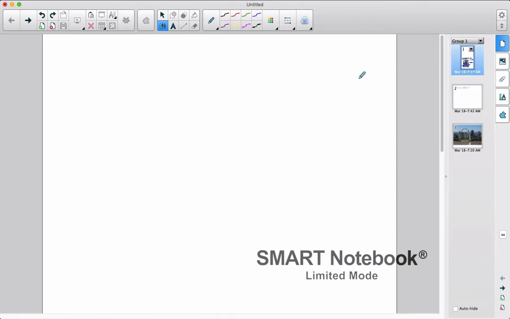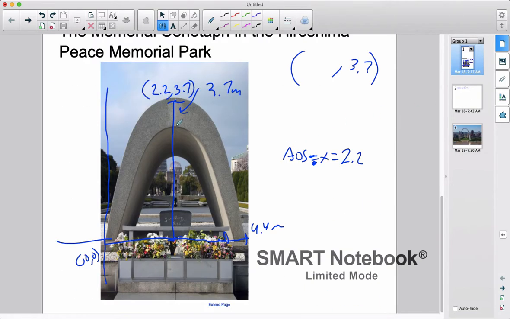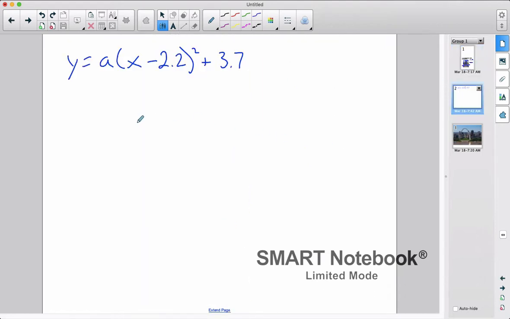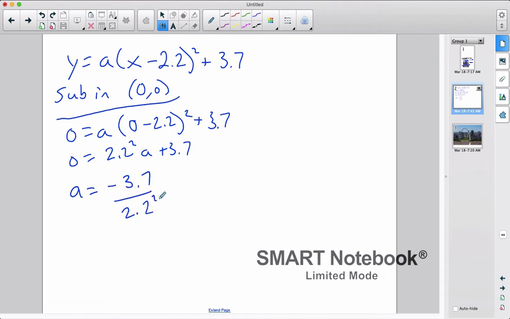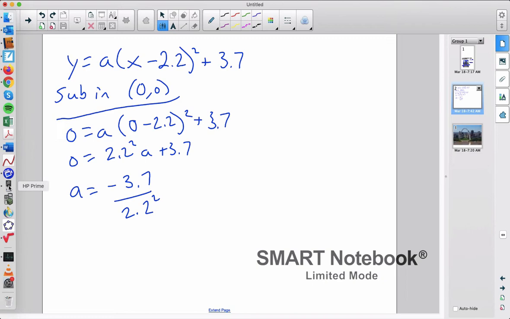To do that, we can just substitute in a point. So we also have the point 0, 0, and we have the point 4.4 comma 0. I guess 0, 0 is the easy one to substitute in. So 0 equals a times (0 minus 2.2) squared plus 3.7. Alright, so 0 equals 2.2 squared times a plus 3.7. So a equals negative 3.7 divided by 2.2 squared. Okay, so I'm going to do that on my calculator.